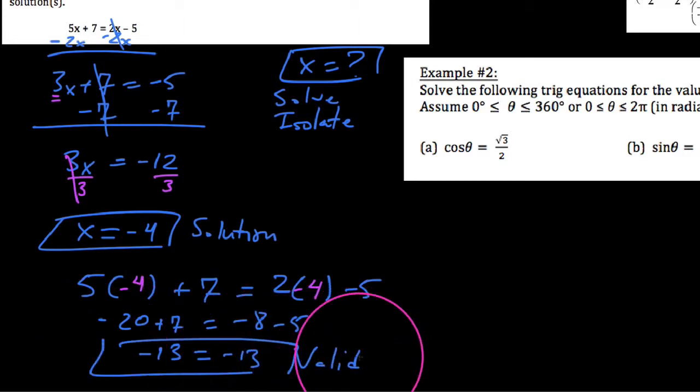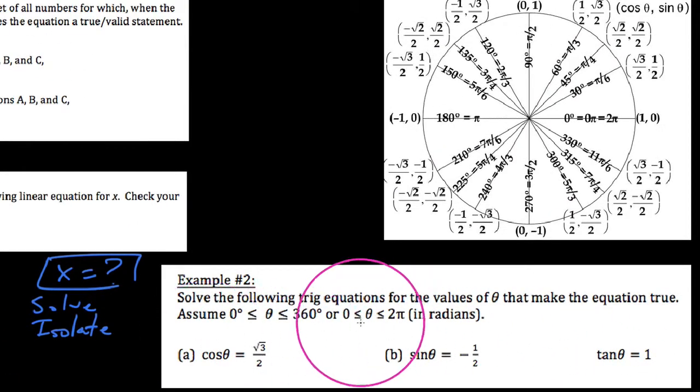Okay, so solving trig equations. The one thing I want to point out here is that these are the three trig equations that we've got listed here, and we're looking for an angle. You'll notice that in each of these equations, cosine theta equals root 3 over 2, or sine theta equals negative half, or tangent theta equals 1, we're looking for the angle that, when I plug it in, gives a true statement. So we're going to be showing some work on these equations and walking through how you do this.